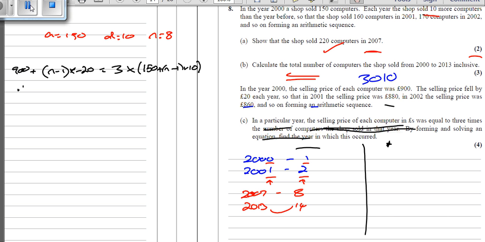But what you should get, if I just pause the video and we rearrange that, is n equals 10. If we have a look at the right hand side down here, if n equals 1, then that's 2000. If n equals 2, that's 2001. So if n equals 10, take away 1 from the value of this, and it's going to be 2009. So that's how you do these questions.